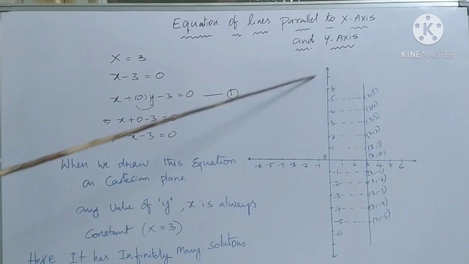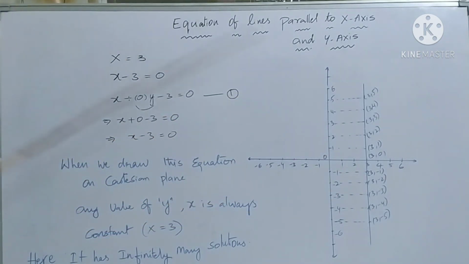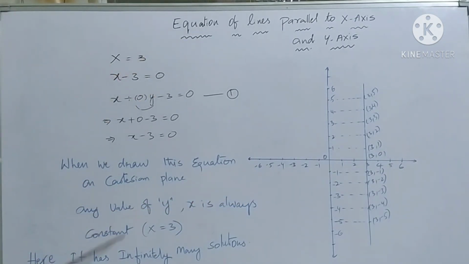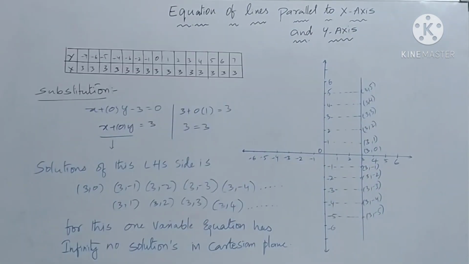So here in the Cartesian plane, the equation has infinitely many solutions. On our number line, it has only a unique solution. In our Cartesian plane, this equation has infinitely many solutions. This is our substitution part.